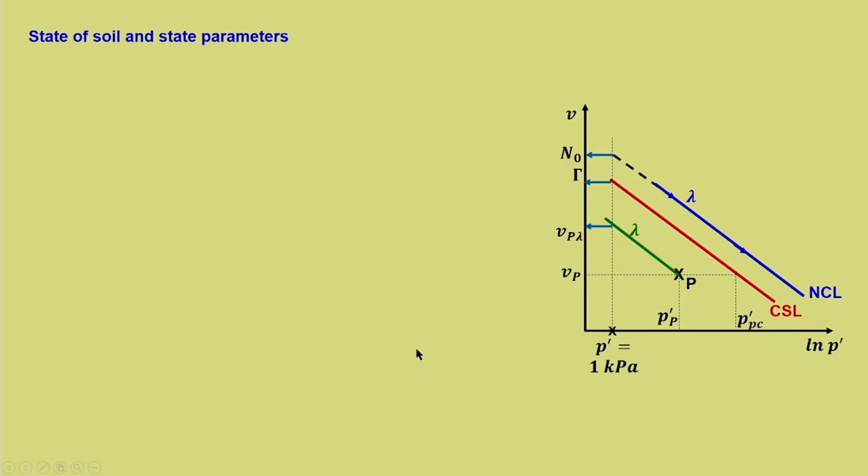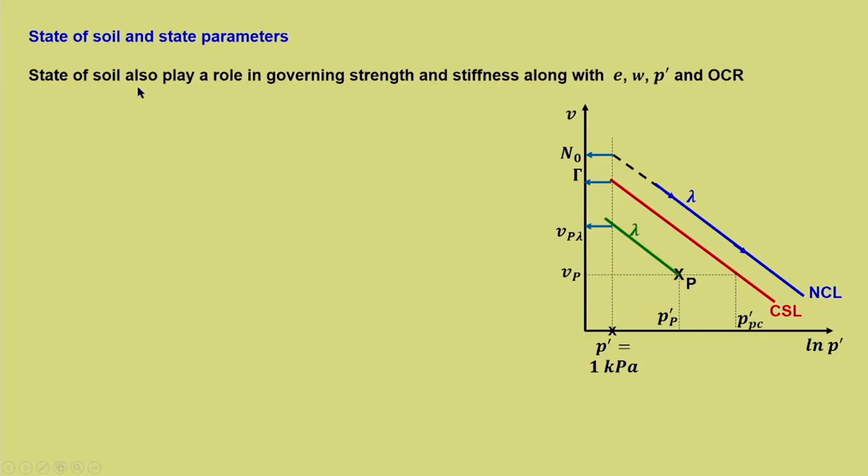Now, we have discussed about state of the soil. So, we will discuss state of the soil in detail and the state parameters. Now, state of the soil is relevant for a given point. Now, here the reference point is P. State of soil also plays a role in governing strength and stiffness along with e, w, P dash and OCR. So, whatever be these parameters, that is going to define what is the strength and stiffness of the soil.